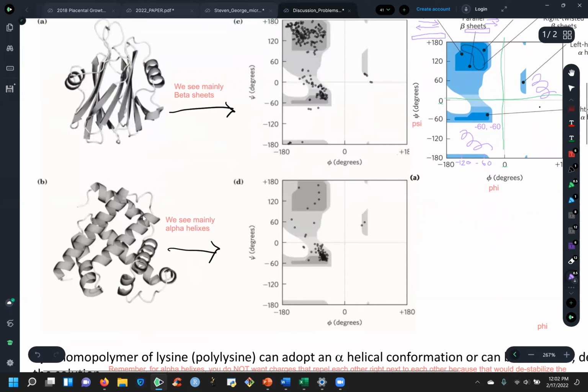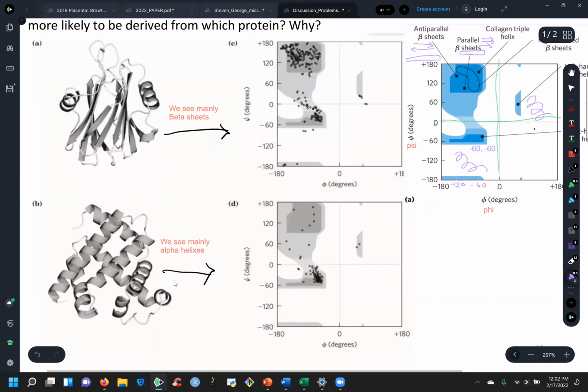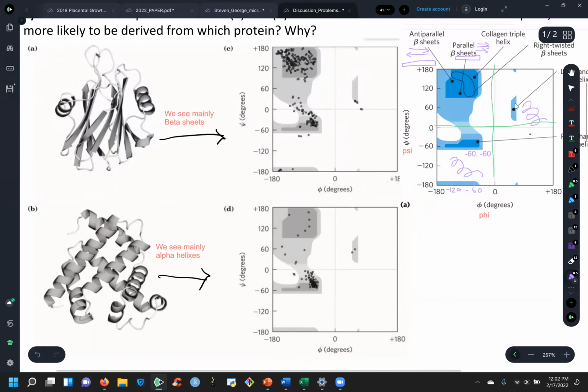And then we look at the bottom one. So we see a bunch of alpha helixes, right? And where are those alpha helixes supposed to be? Either here or here. So we see a bunch right here, and we know that this is the alpha helix location. So that's got to be the right graph. Easy? Yeah. Don't you love Ramachandran plots?